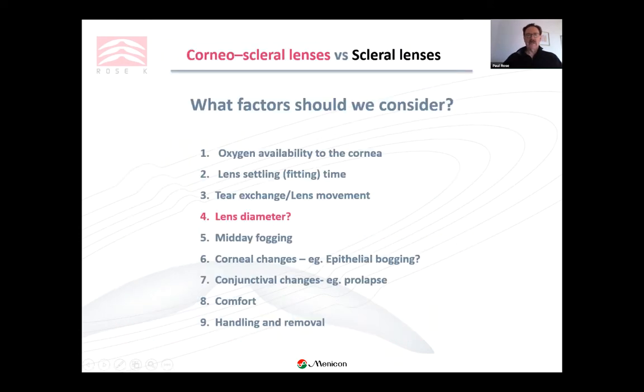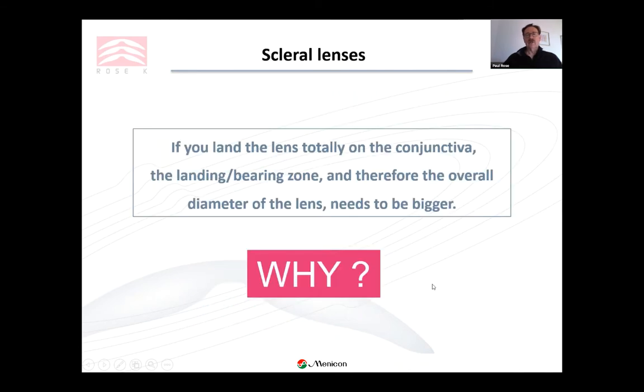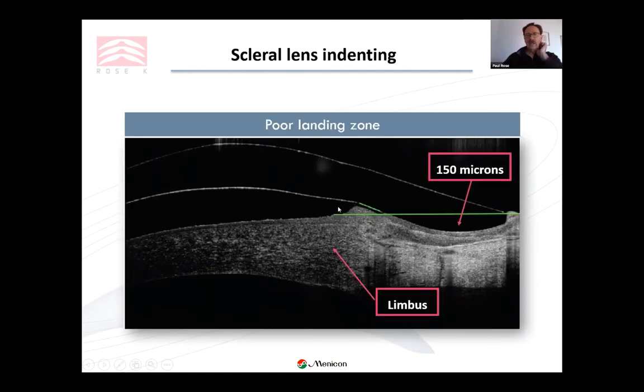What about the lens diameter? If you land a lens totally on the conjunctiva, the bearing zone or the landing area, and therefore the diameter of the lens needs to be bigger. And the answer is why. So here we see a poor fitting scleral lens. It's indenting, hiding into the conjunctiva. This will seal off. You're not going to get tear exchange here at all.